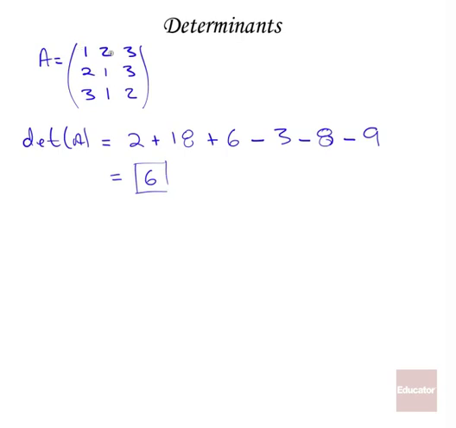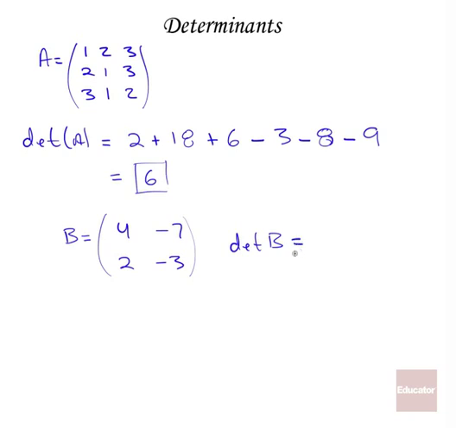So again, positive this way, negative that way. Okay. Let's do a 2 by 2. Let's say B is equal to 4, negative 7, 2, negative 3. So now we have some negative entries.